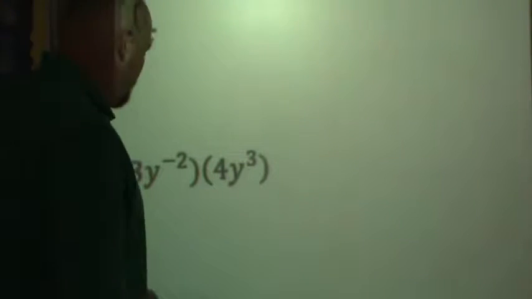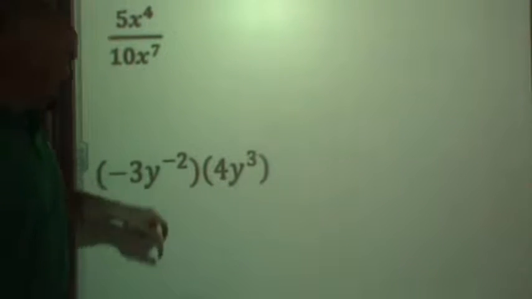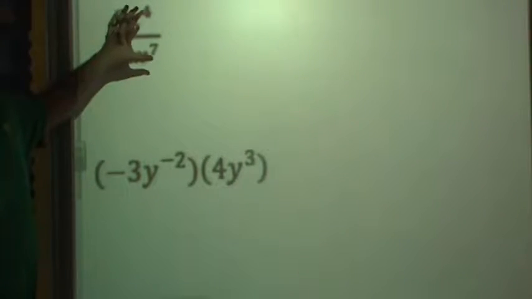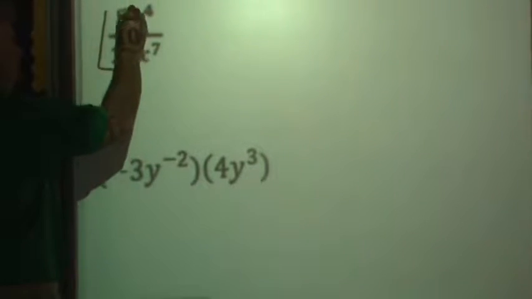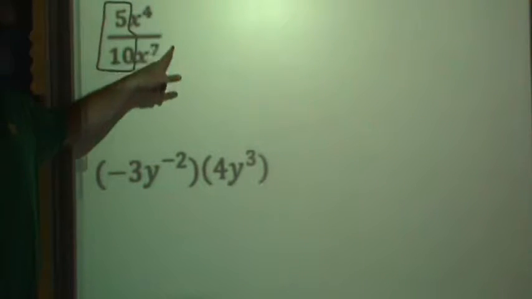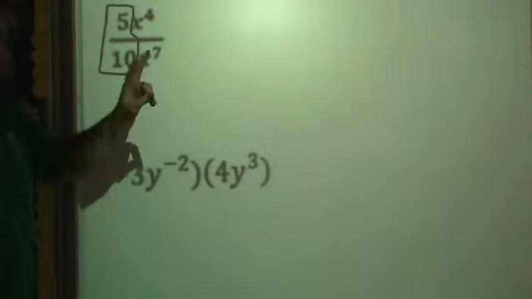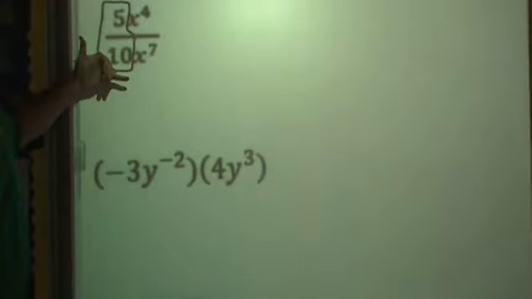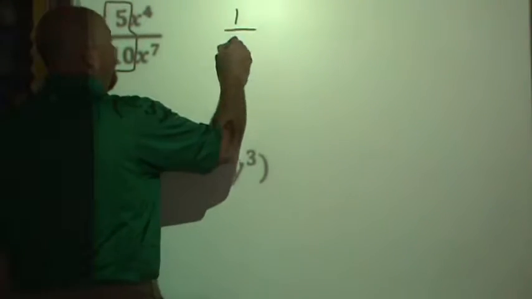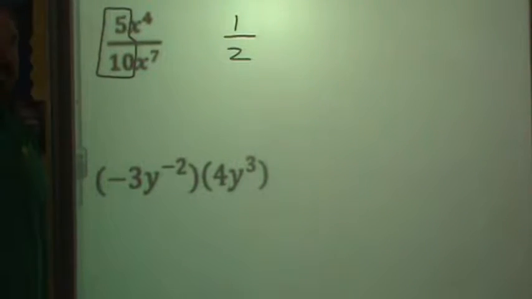Okay, let's look at a couple more examples of some of the properties that we've discussed. All right, we've got a quotient of powers here. So I can look at, since I know these powers, 4 and 7, the exponents are only attached, if you will, to the x's, then I know I can take the 5 over 10 and reduce that on its own. That's 1/2. 5 over 10 is equal to 1/2.